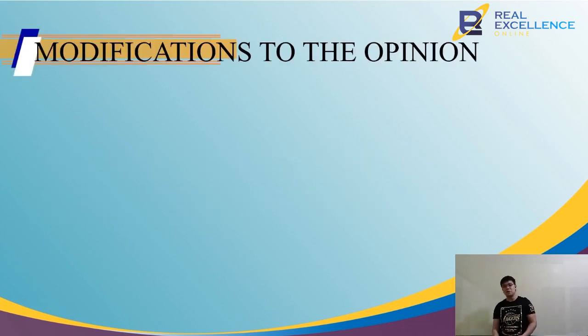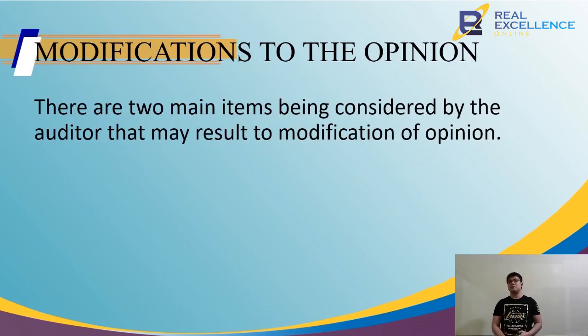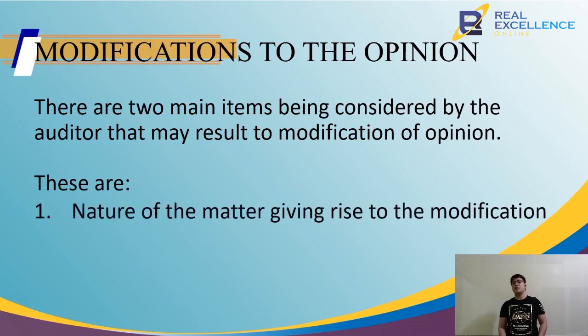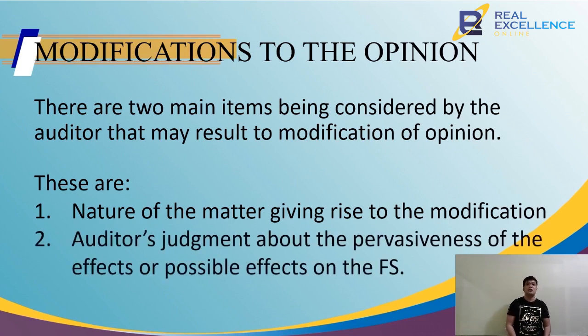So, sa modification ng opinion, there are two main items being considered by the auditor that may result to modification of opinion. Okay, so ano po yun? So first would be, syempre, yung nature of matter giving rise to the modification. So ano ba yung dahilan, di ba? Bakit kailangan mag-modify ng opinion? Okay, so ano yung scenario or circumstances na na-expose si auditor? And then, auditor's judgment about the pervasiveness of the effects or possible effects on the FS. Remember, di ba, pagka material, qualified yan. Pagka material and pervasive, ayan, so either adverse opinion or disclaimer of opinion. Depende dun sa scenario. Nasusundan po ba?